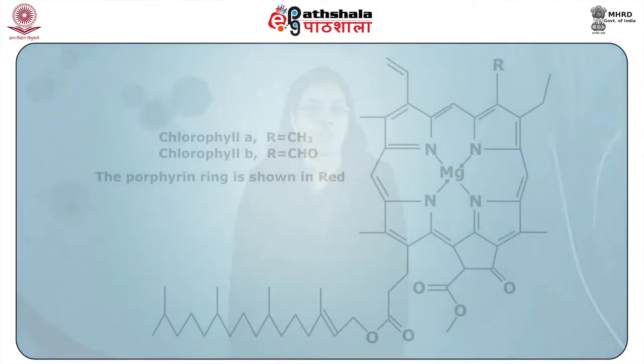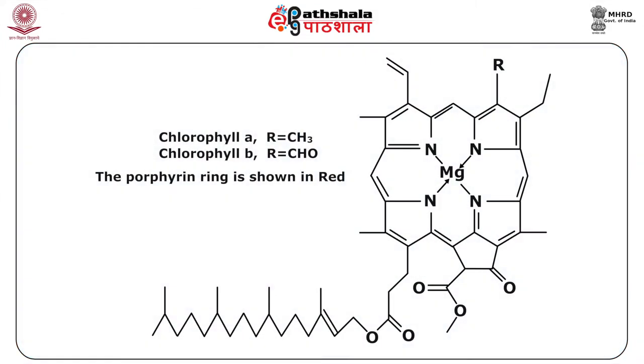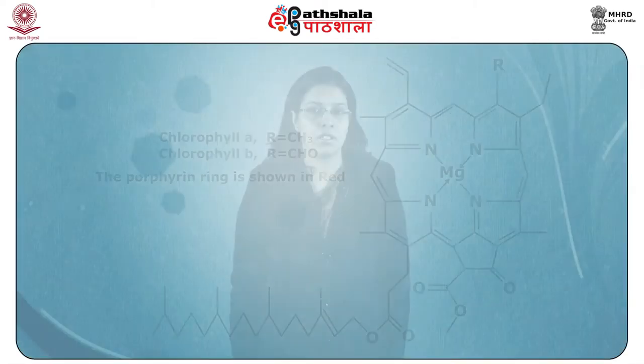In 1912, Willstetter et al. showed that chlorophyll was a mixture of two components, chlorophyll A and chlorophyll B. The structure of chlorophyll A and chlorophyll B is shown in this figure. The porphyrin ring is shown in red color. Magnesium is the central unit of chlorophyll, and chlorophyll A has a methyl unit and chlorophyll B has an aldehyde unit.